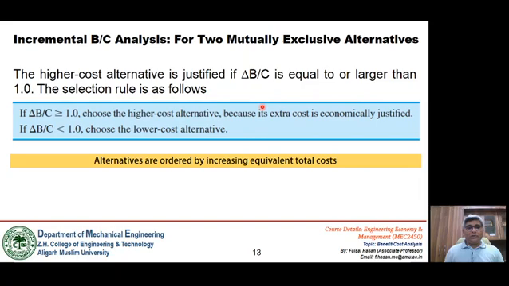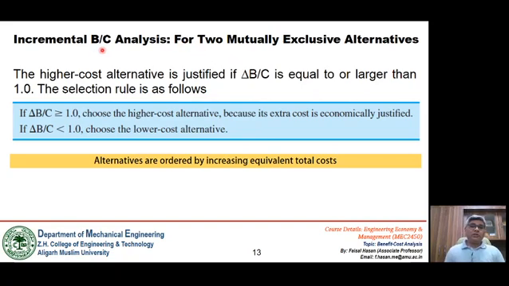That is the case where we have only a single project and we are basically comparing that particular project with a no-project condition. Now if we have two different mutually exclusive alternatives available, how do we extend this benefit to cost analysis to select the best feasible project from among the two? That can be done with the help of what we call incremental benefit to cost analysis.